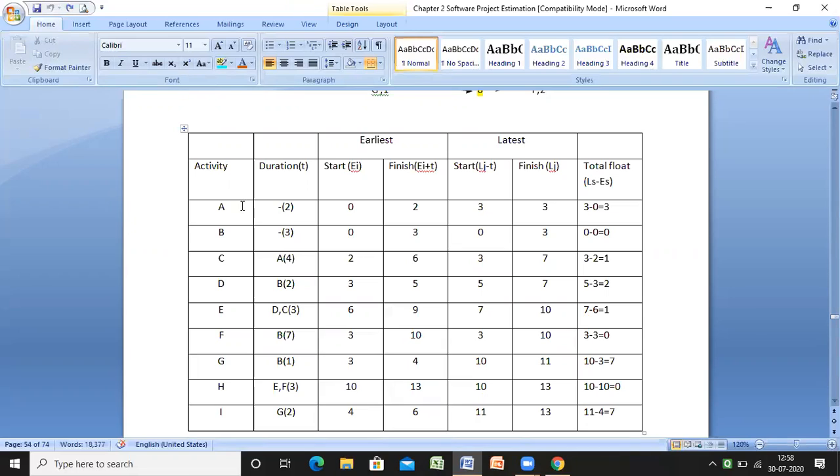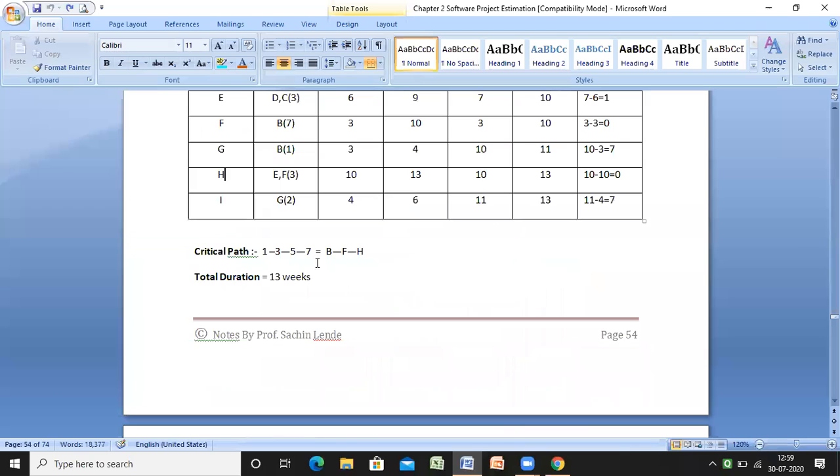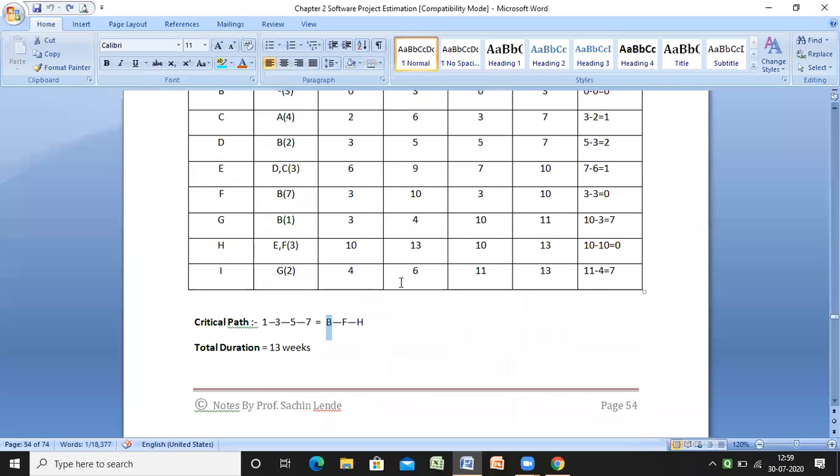So these are the activities and the durations related to them. In this way, I get the chart. Those activities that have 0 slack time are my critical path. This is a 0 over here, this is a 0 over there. That means B is one of the activities, then another 0 is on F, and another 0 on H. That means B, F, H is my critical path, because it has 0 slack time.